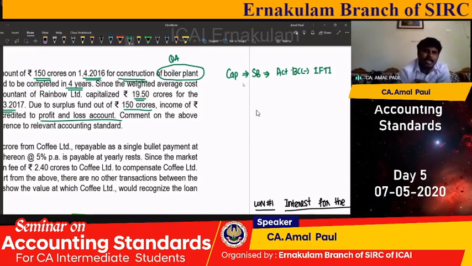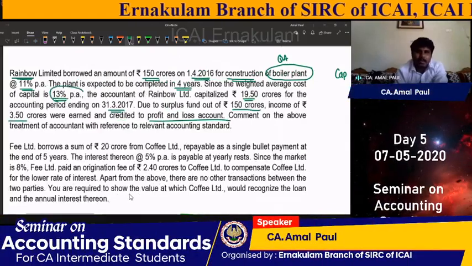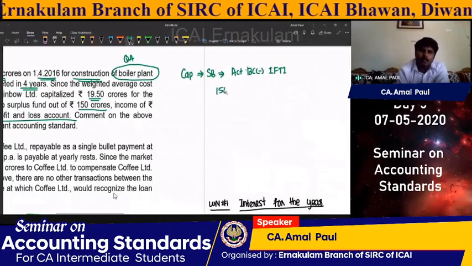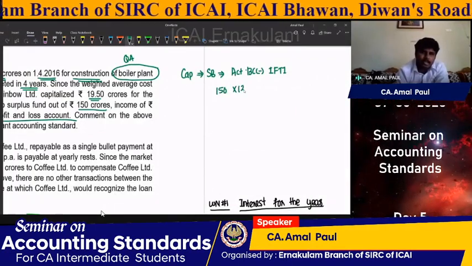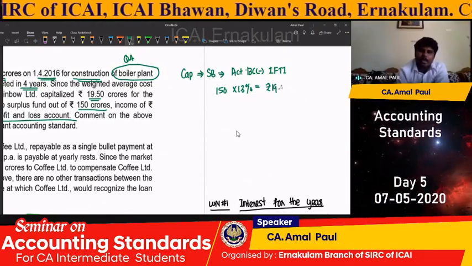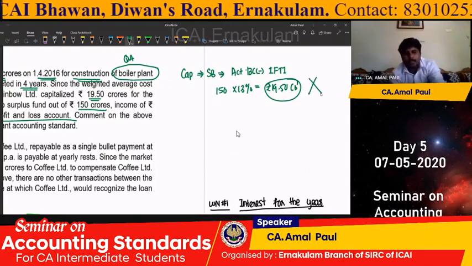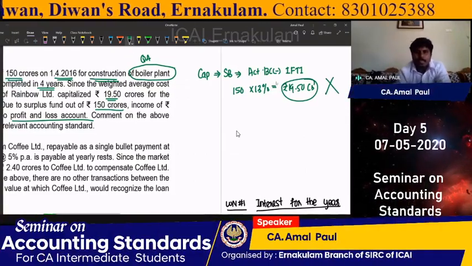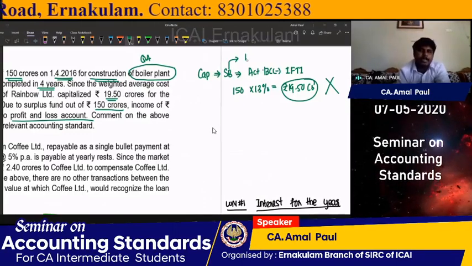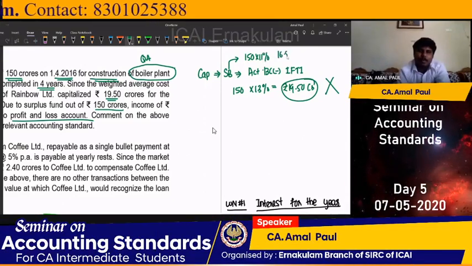But what they had done is that they had considered their weighted average cost of capital of 13%. They had applied 150 crores into this 13 percentage and arrived at rupees 19.5 crores. This they had capitalized in their books, which is wrong. Okay, when it comes to specific borrowing, actual borrowing cost needs to be considered. 150 crores into 11 percentage, that is 16.50.